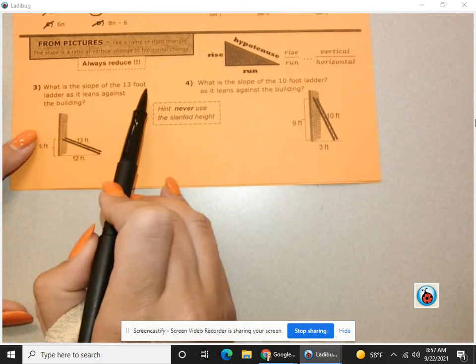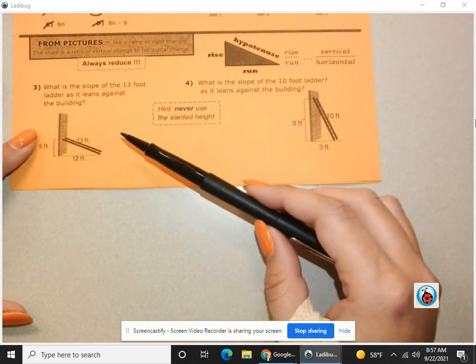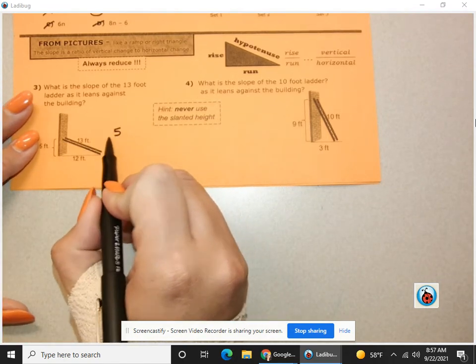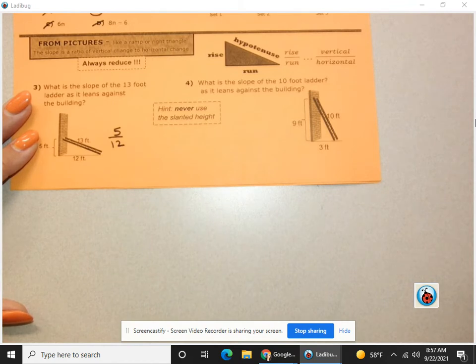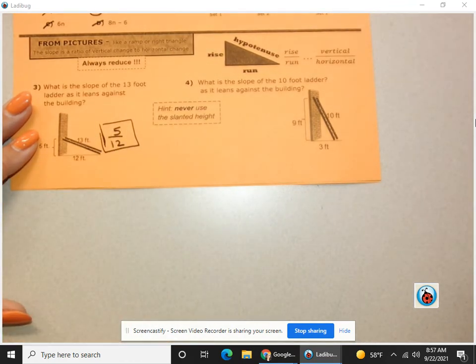So what is the slope of the 13-foot ladder? Because that's what we're trying to find the slope of, that 13-foot part as it leans against the building. Well, how much do I rise? 5. And how much do I run? Can that reduce? No. So there's my answer.